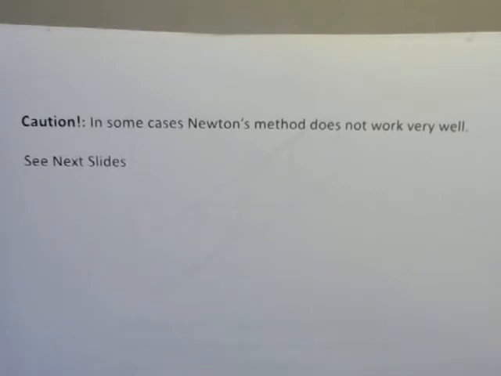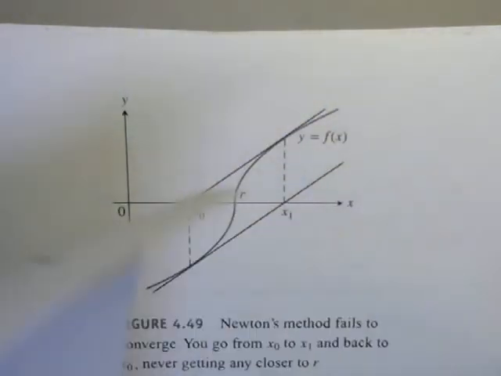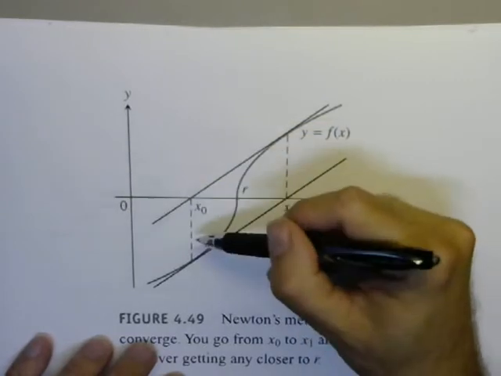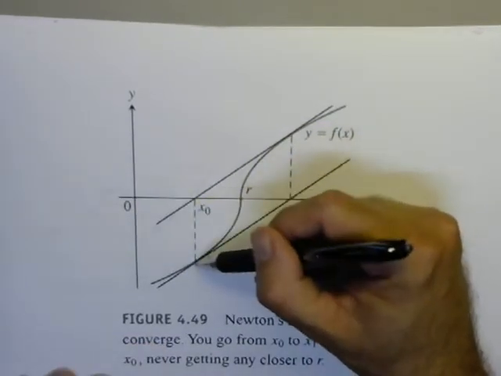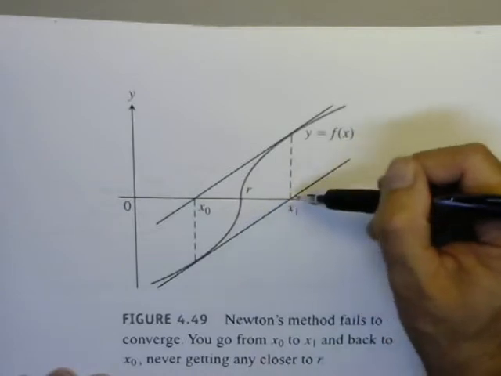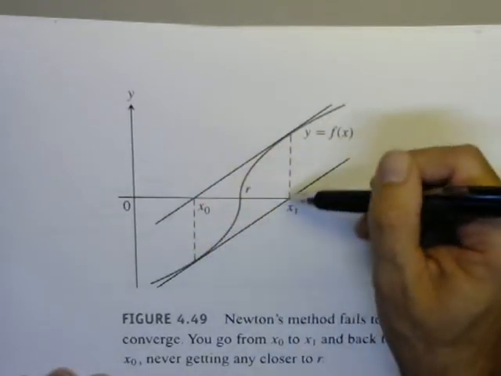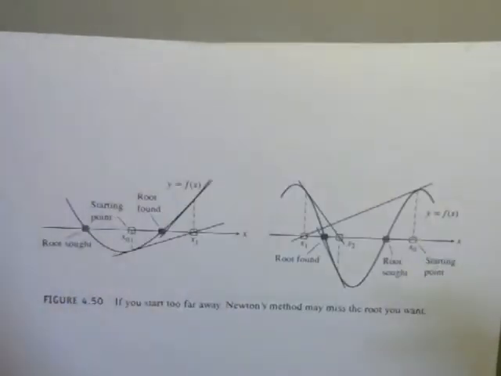One thing to just warn you about, in some cases Newton's method does not work very well. Most of the problems I give you should pretty much work, but there are a couple of weird things that can happen. One is you could have a situation like this where you have a curve where you get a point, and then you draw the tangent line, you get another point, and then it just keeps circulating back and forth between the 2 points, and you don't get any closer to the root.